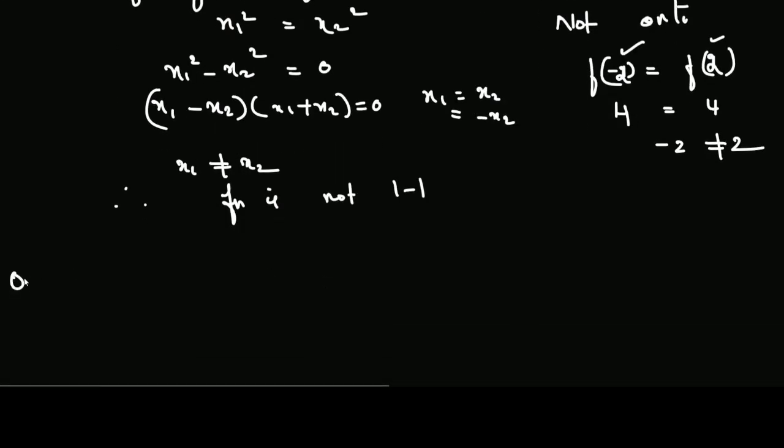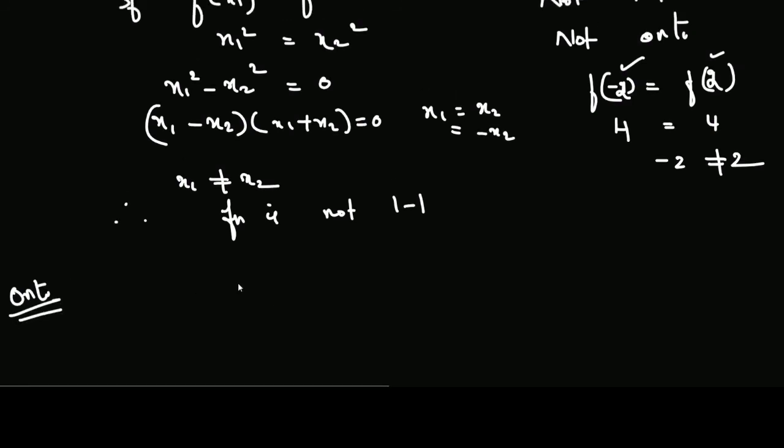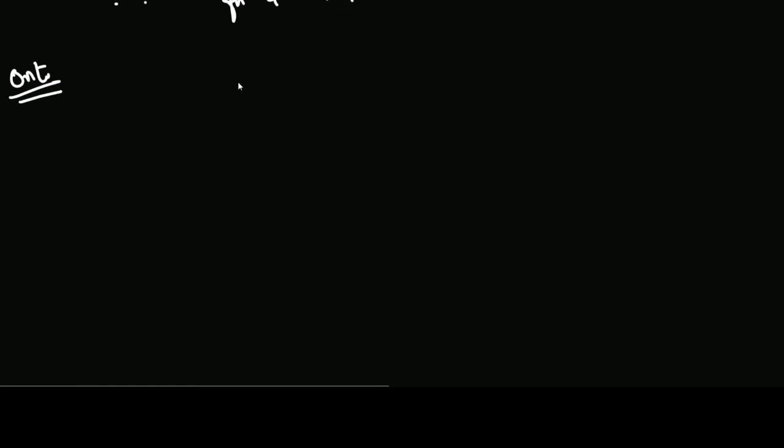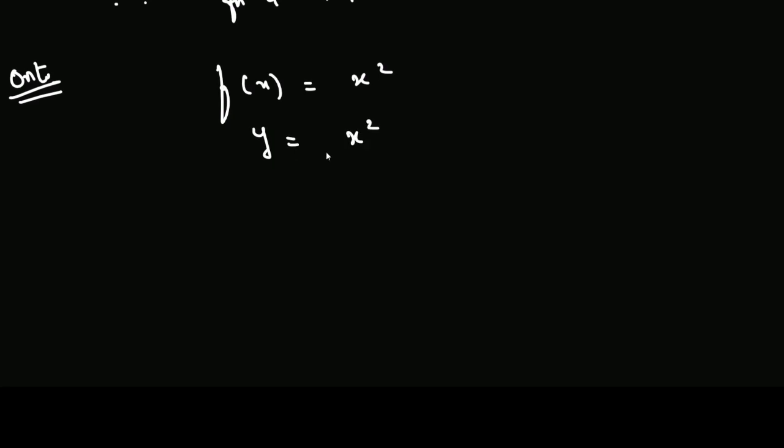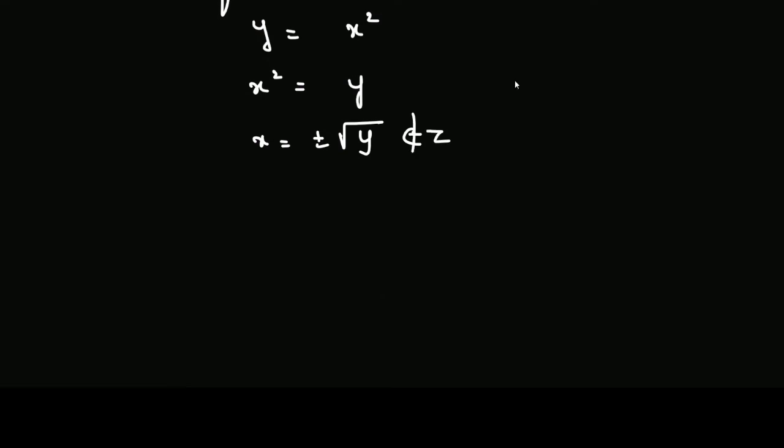Now to prove it is not onto, follow the same algorithm I taught you. You just write f of x is equal to x square. Always write that. Then you convert it into y: put y is equal to x square. Now we have to find x. So x square is y, x is equal to plus or minus root of y. So this does not belong to Z. For example, give one example. Put y is 3 or something. Root of 3 is not an integer. So not onto.